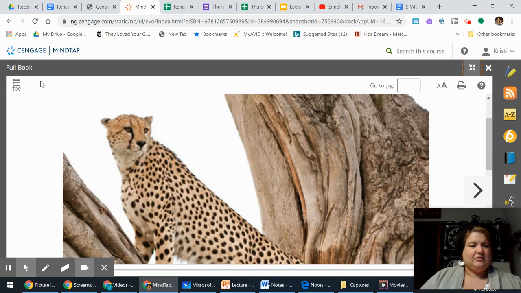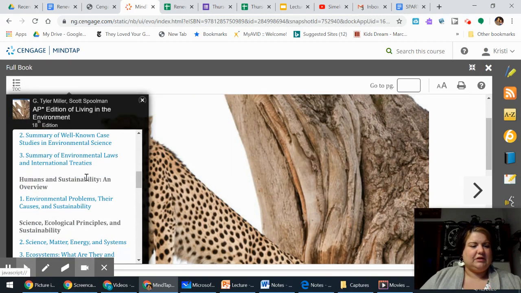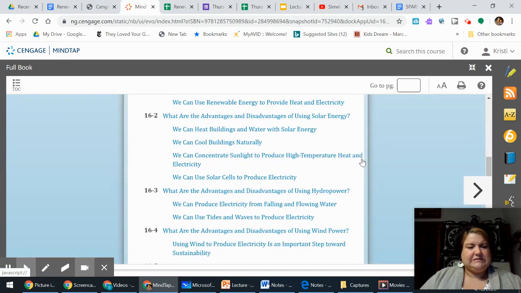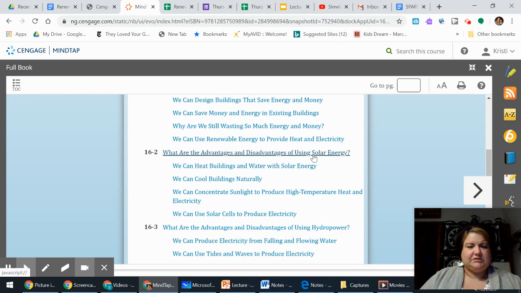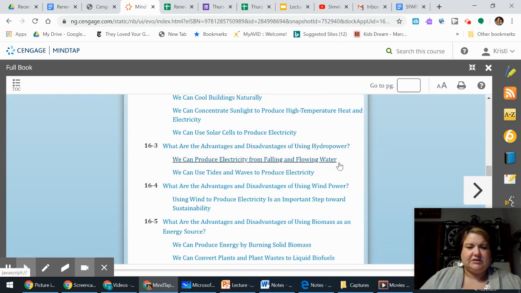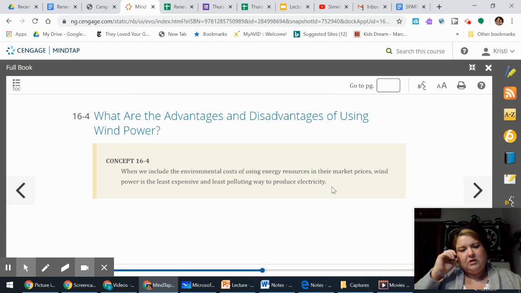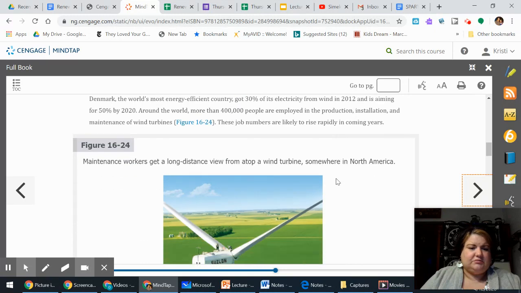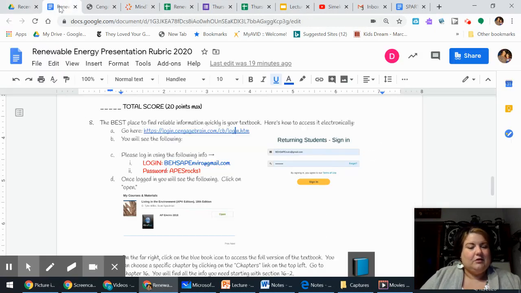Here's our book. If you go to the table of contents, we're looking at chapter 16. And then basically it's all laid out. Like if you have solar, you're 16.2. If you have hydro, you're 16.3. If you have wind, you're 16.4. And you just click on it and it shows, here, advantages and disadvantages. This is exactly what we're looking for. Okay. There's pictures. There's probably even questions at the end of the chapter. So really don't necessarily just rely on the internet randomly. I know teachers say that all the time, but I think it's easier to use your textbook and you'll get more of what we're looking for.